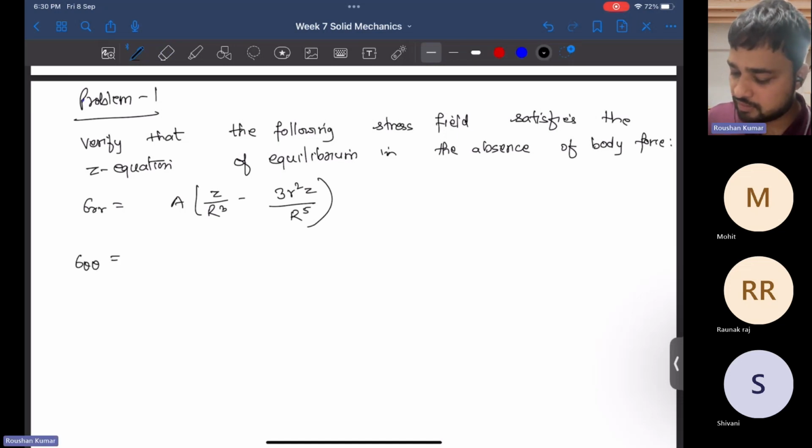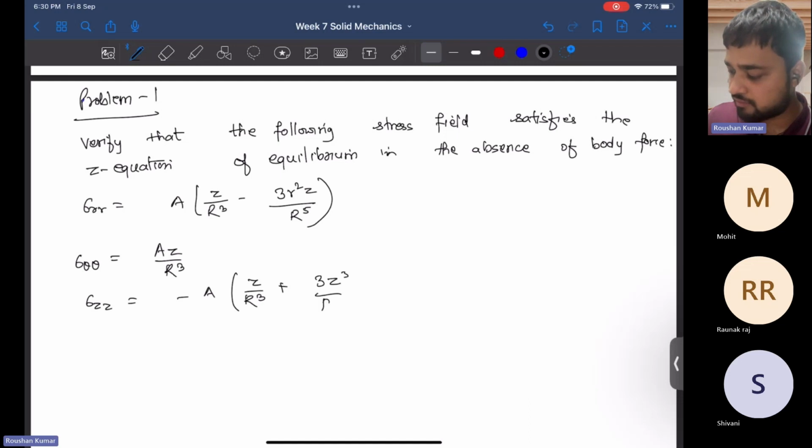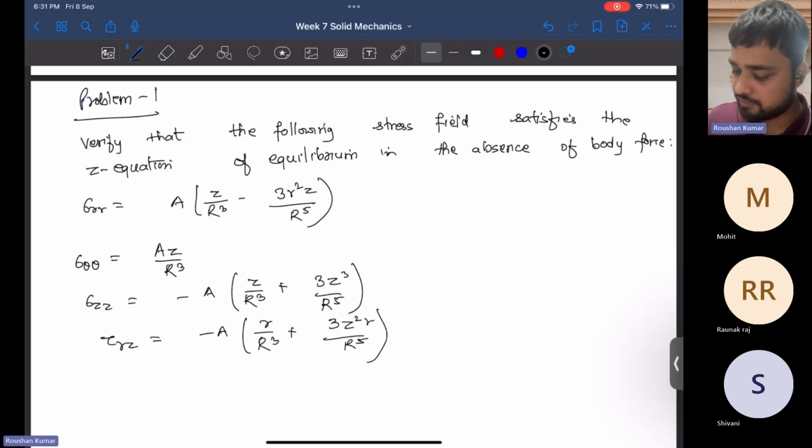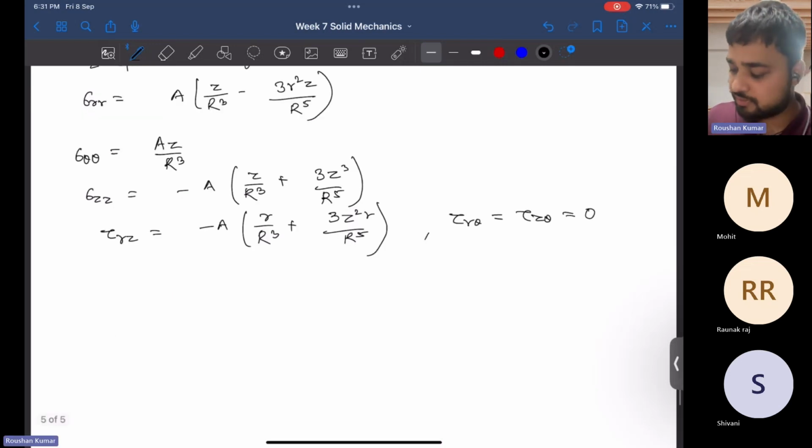Sigma theta theta is A Z by r cube. Sigma zz is minus A times Z by r cube plus 3 Z cube by r to the power 5. Now the next one is tau rz, which is given as minus A times r by r cube plus 3z square r upon r to the power 5, and the other terms, tau r theta and tau z theta, are 0. Here also mention that big R square equals small r square plus z square.